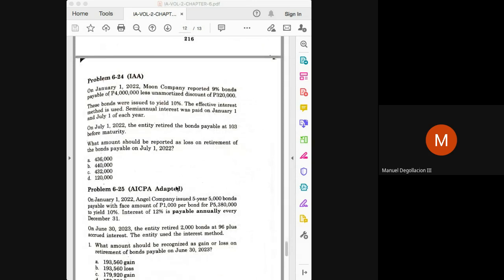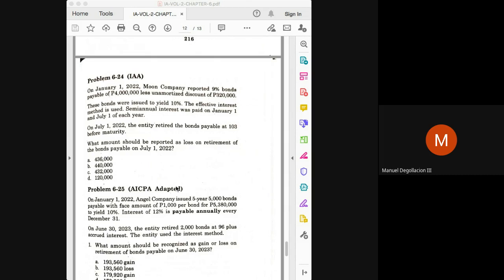On January 1, 2022, Moon Company reported 9% bonds payable of 4 million less unamortized discount of 320,000. These bonds were issued to yield 10%. The effective interest method is used. Semi-annual interest was paid on January 1 and July 1 of each year. On July 1, 2022, the entity retired the bonds payable at 103 before maturity. What amount should be reported as loss on retirement of the bonds?